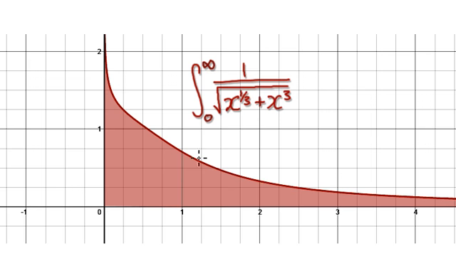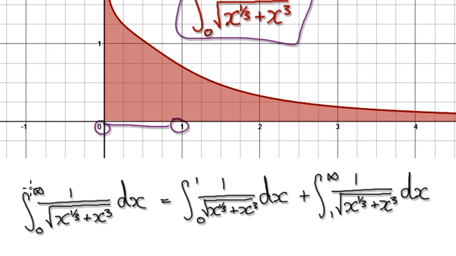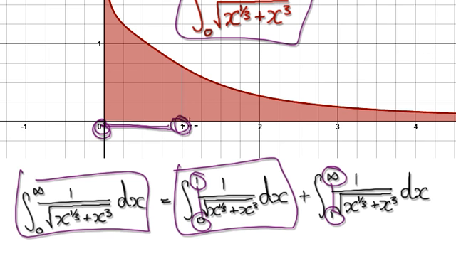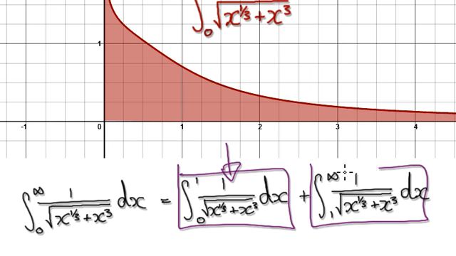Okay, so to do this, because x equals zero is undefined, let's break it up into two integrals. One integral from 0 to 1, and then one from 1 all the way to infinity. Now it's just a matter of establishing if this will converge or diverge, and then if this will converge or diverge.